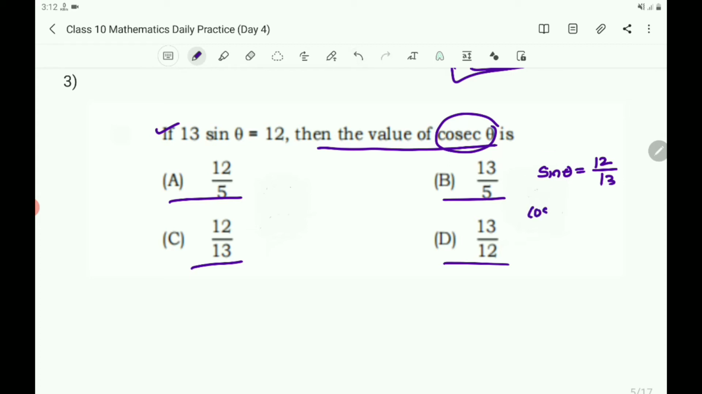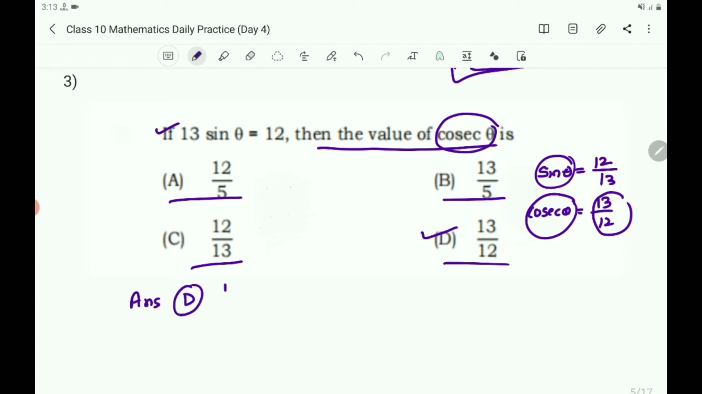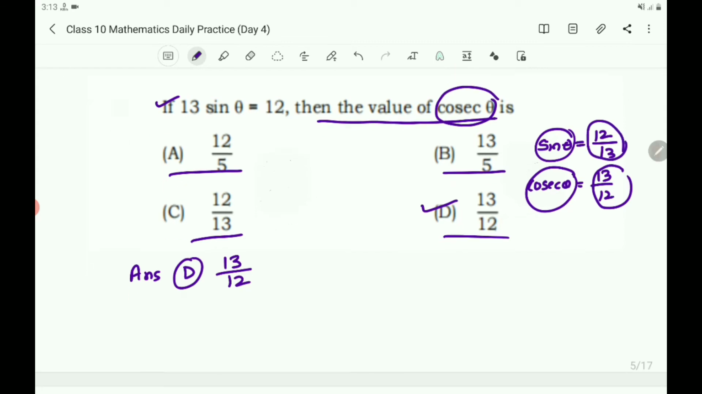So you can have cosec theta equals 13 by 12 because these two are the reciprocals of one another. So what is the answer? 13 by 12. So write answer D. What is that answer? 13 by 12. Cosec is the reciprocal of sin. So you got sin theta equals 12 by 13. Therefore cosec theta is 13 by 12.